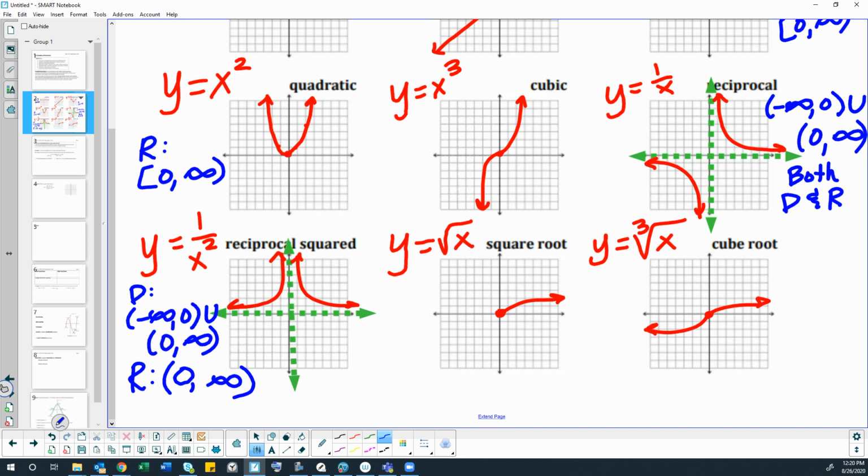Okay, square root function. Domain, help me out. Where does it start from left to right? 0. Good. 0 to infinity. What about the range from bottom to top? There. 0 to infinity. Good. Okay, last one. All real. Yeah, all real numbers. All right, moving on.